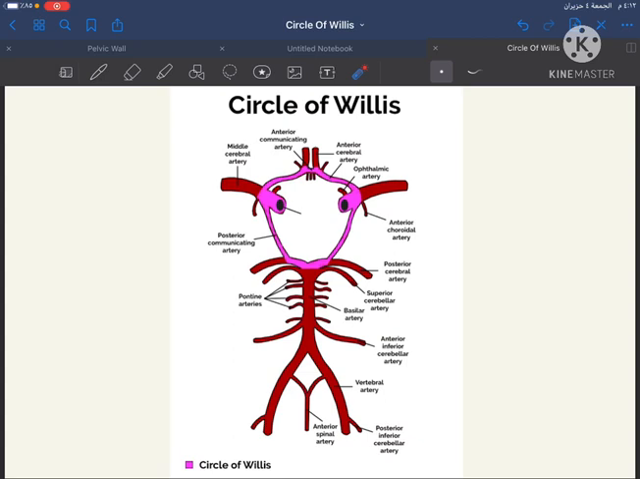So firstly we will discuss the vertebral artery. The vertebral artery arises from the first part of the subclavian artery and ascends in the neck through the transverse foramen of the upper six cervical vertebrae, then enters the cranial cavity through the foramen magnum and pierces the dura mater and arachnoid mater to lie in the subarachnoid space.